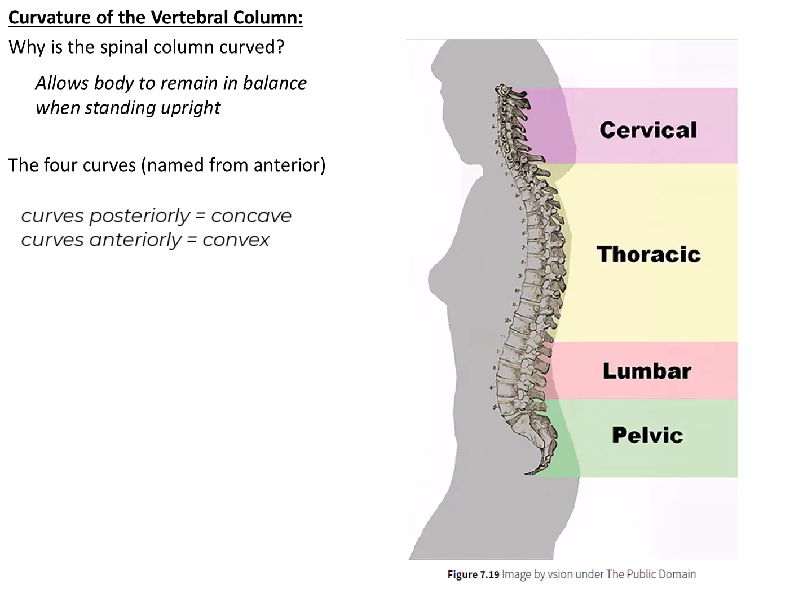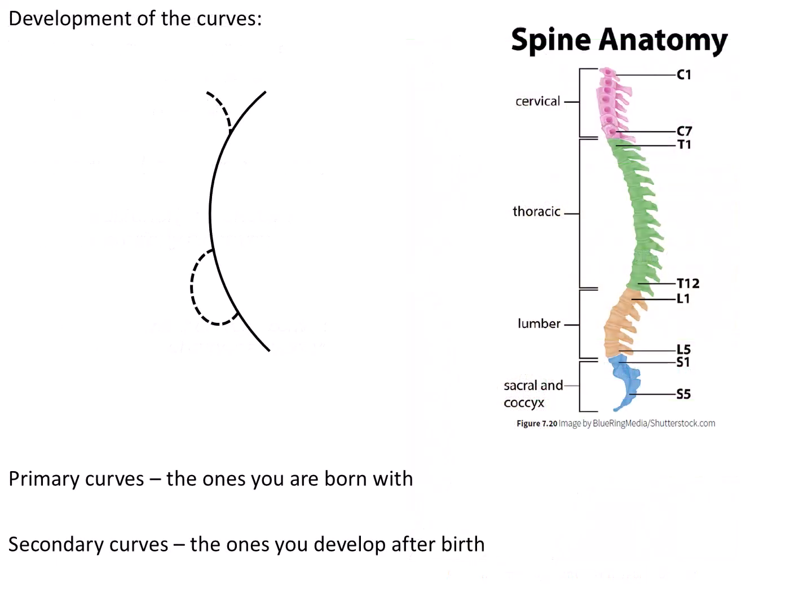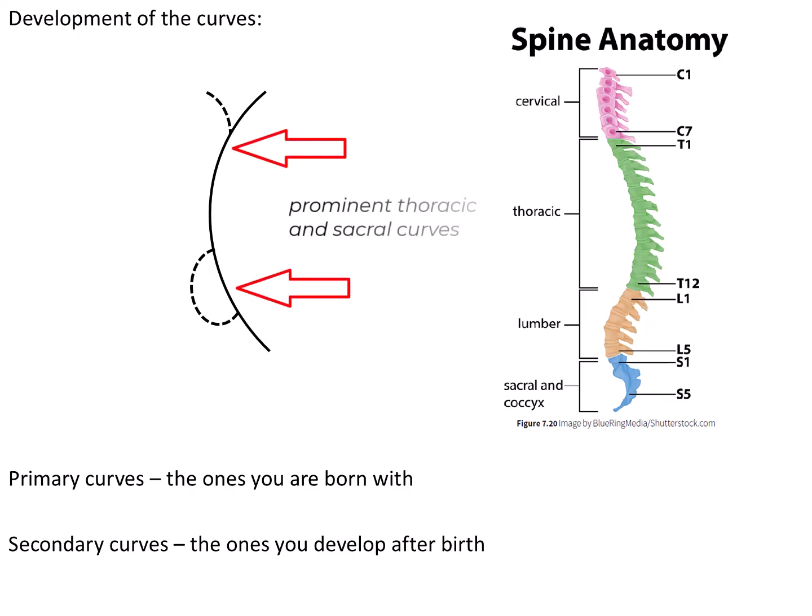There are 4 regions of the curve: the cervical, thoracic, lumbar, and sacral. The cervical and lumbar curves are convex because they curve anteriorly. The thoracic and sacral curves are concave because they curve posteriorly. Normally, when an infant is born, its spine looks like the letter C because the thoracic and sacral curves are prominent. These are considered the primary curvatures of the spine.